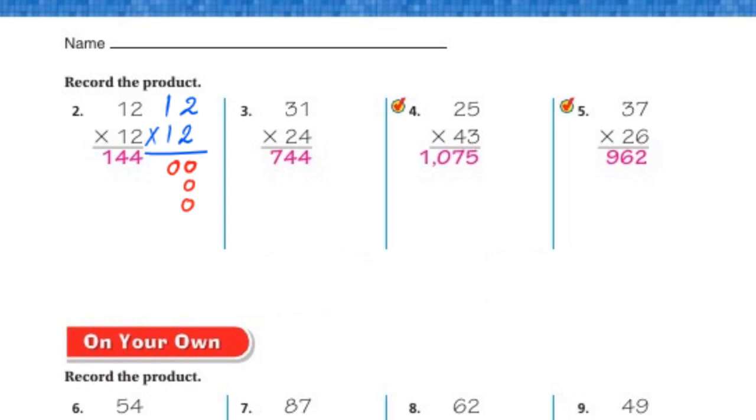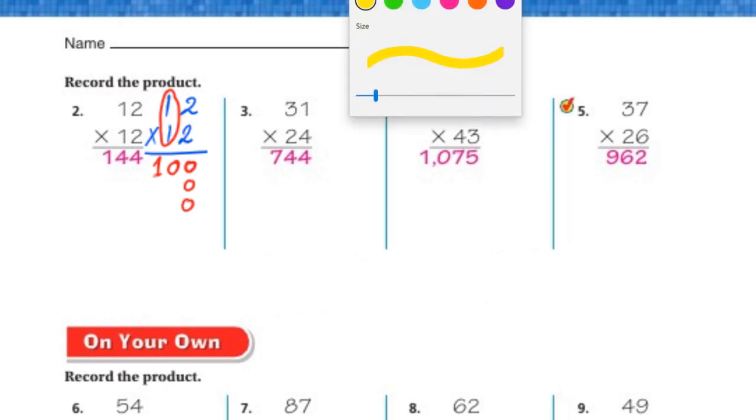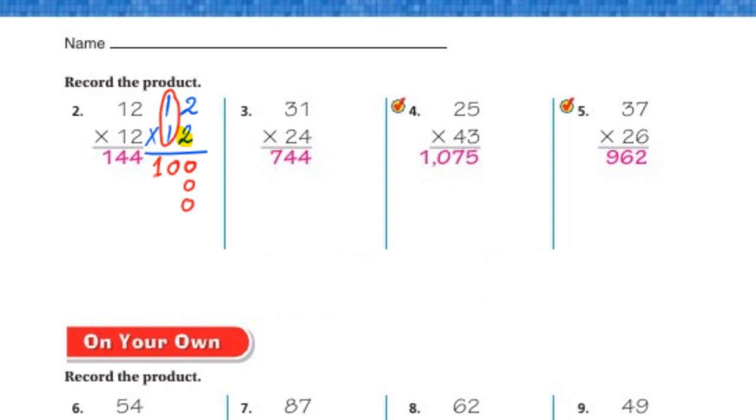After that, let's start with the tens place. So 1 multiplied by 1 equals what, Muhammad? 1. Excellent. So let's write it here. After that, let's multiply the tens place with the ones place. 2 multiplied by 1 equals 2. Excellent. So let's write 2 here. And the next step, let's multiply 2 by 1. 1 multiplied by 2, 2 again.